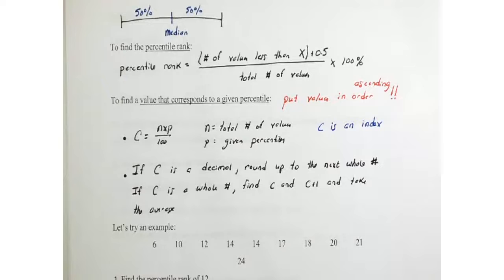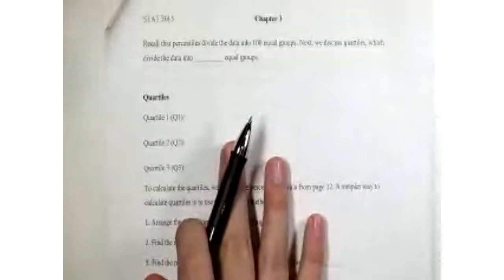So that's how you find percentiles. The next thing we're going to talk about is quartiles. So if percentiles broke the data into 100 equal groups, so each representing a percentage, then what do you think quartiles will do? Yep, so it's going to be 4. So quartiles, quarters, how many quarters in a dollar? 4. So it's going to divide it into 4 equal groups.